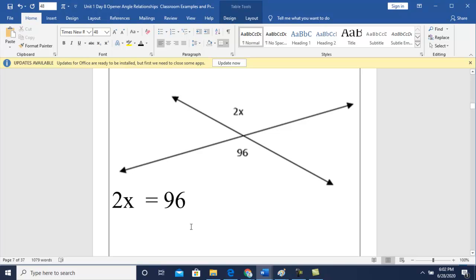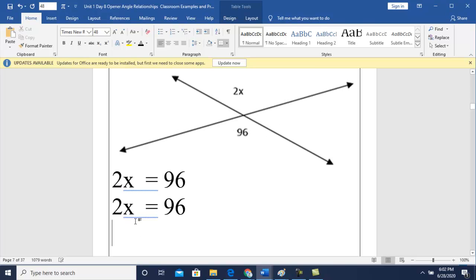Let's take a look at the solution. I have a 2 in front of the x, and what I need to do there is solve for x. I can divide both sides by 2. On the left side, the 2's are going to cancel out, leaving me with just x.